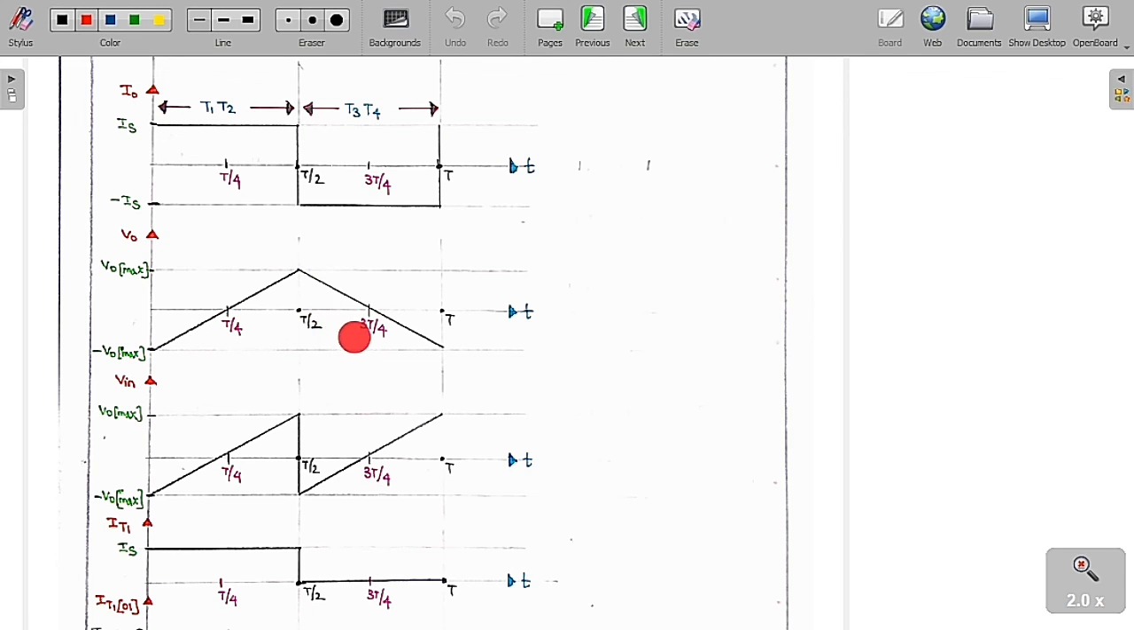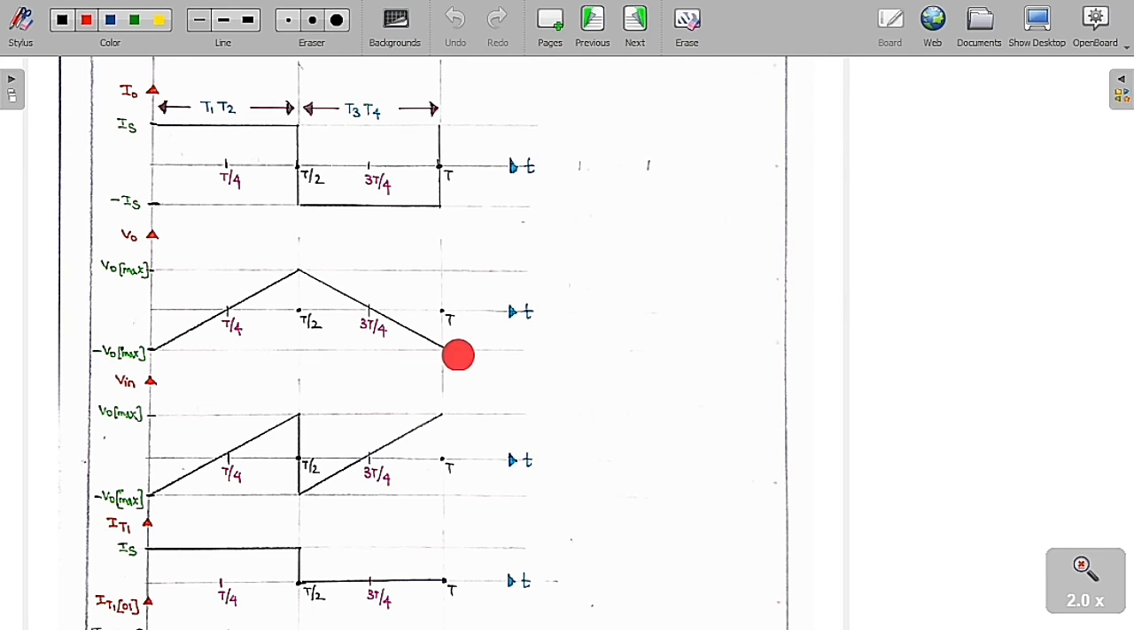So from T by 2 to T by 4, V naught is positive. So therefore, if V naught is positive, it is going to produce a negative voltage across T1, T2. So they are going to get turned off. So from T by 2 to T by 4 means an angle of pi by 2. For an angle of pi by 2, a negative reverse voltage is going to be applied across T1, T2. So circuit turn-off time of a thyristor is omega Tc equal to pi by 2. So Tc is equal to pi by 2 omega naught. So for this much amount of time, the thyristors are going to face a reverse voltage.